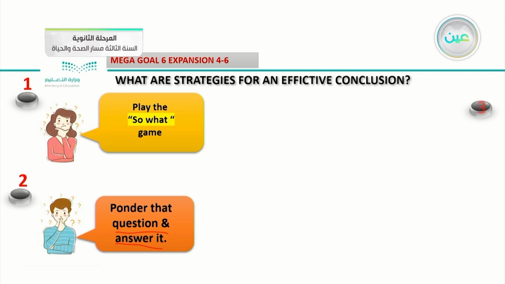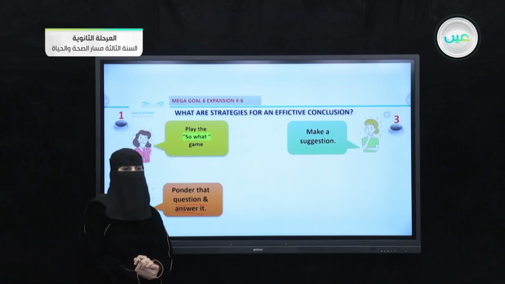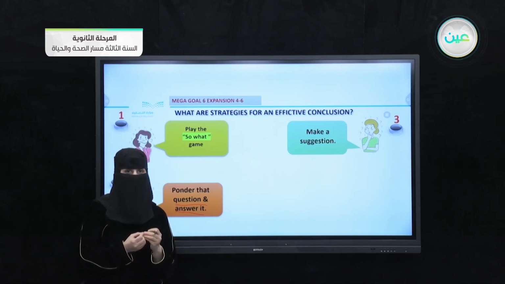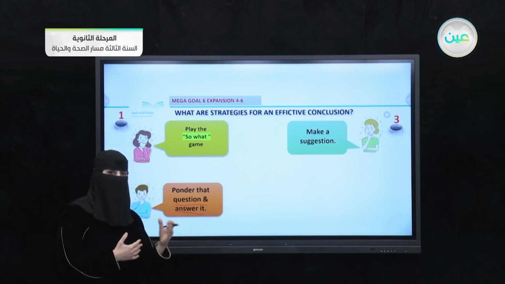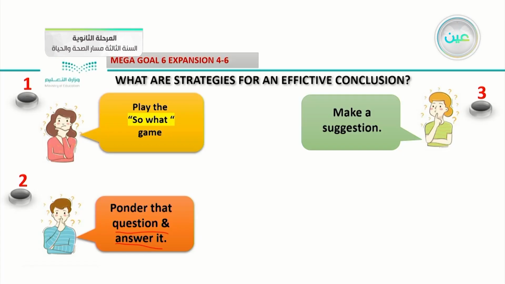Okay, what is the third step in our strategies when we want to write an effective conclusion? It is to make a suggestion. At first we apply the game, then we ponder that question and answer it. The third one, we make a suggestion, which means leave your reader sharing your effective conclusion. Give him a long term, give him some advice to apply, to make independent research, to do a lot of things, and exactly what we want to say, make a challenge with your reader.